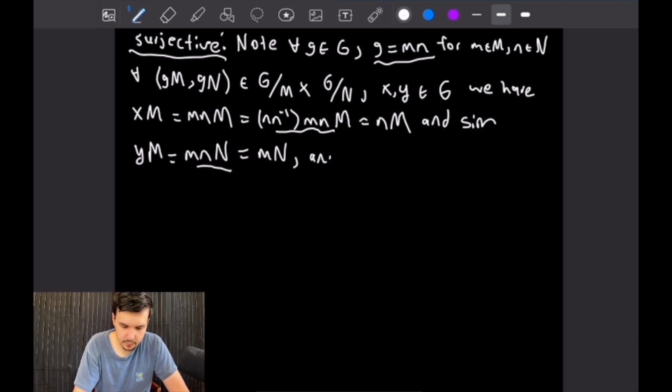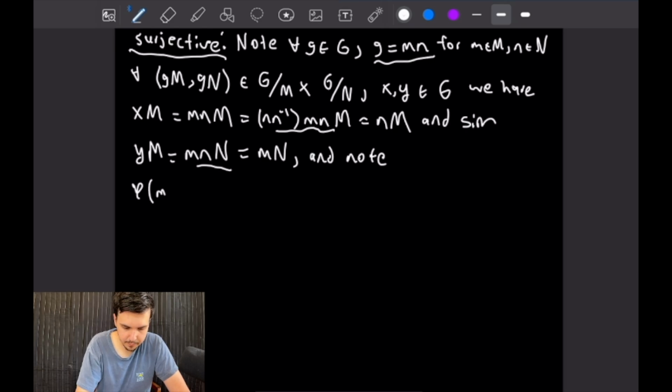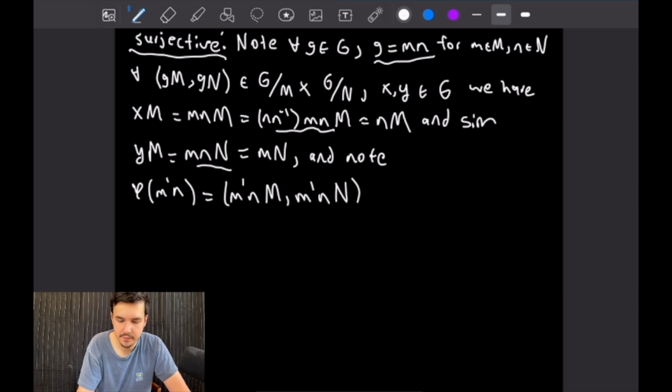And so we want to note the following. So we want to note that phi of m prime times n is equal to the following. And so we're going to use the exact definition of our function phi here. What that's going to give us is m prime times n times M for our first input there. And then we'll have m prime times n times big N here for our second input. But now we can use these actions that we found here and get these to be our x and our y as we would need to find that we can map to an arbitrary element of our codomain.